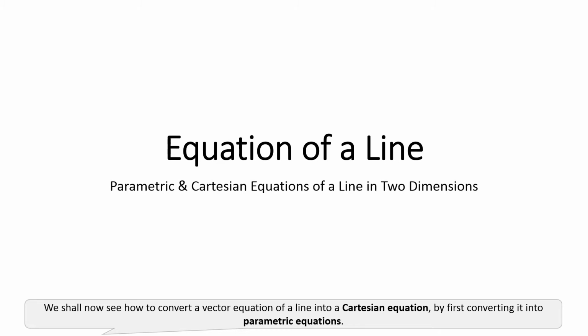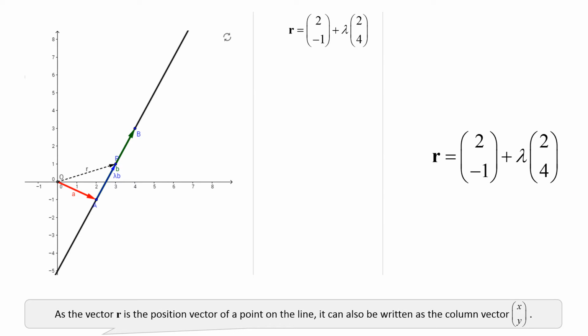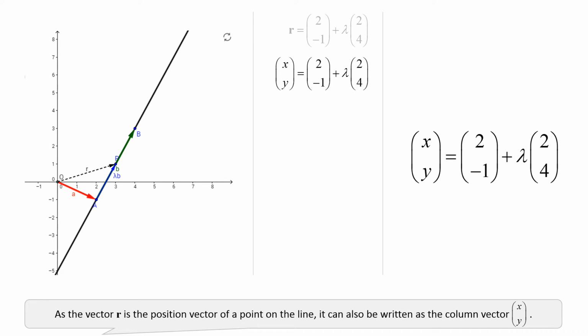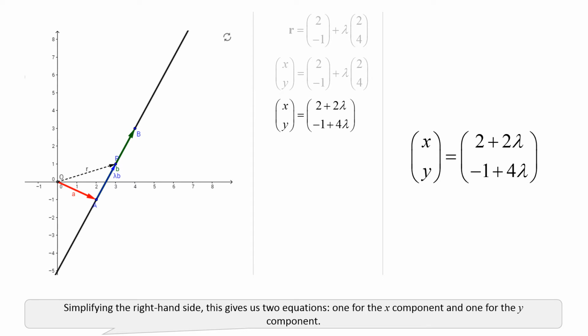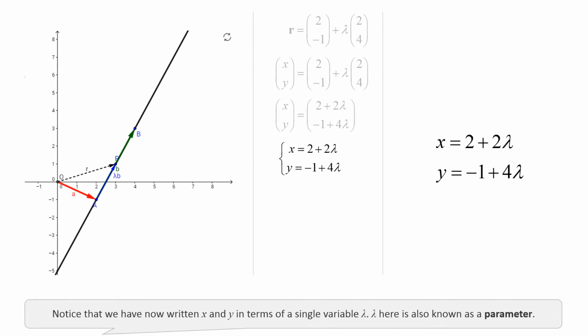We shall now see how to convert a vector equation of a line into a Cartesian equation by first converting it into parametric equations. Let's use the previous vector equation as an example. As the vector r is the position vector of a point on the line, it can also be written as the column vector (x, y). Simplifying the right-hand side, this gives us two equations, one for the x component and one for the y component.